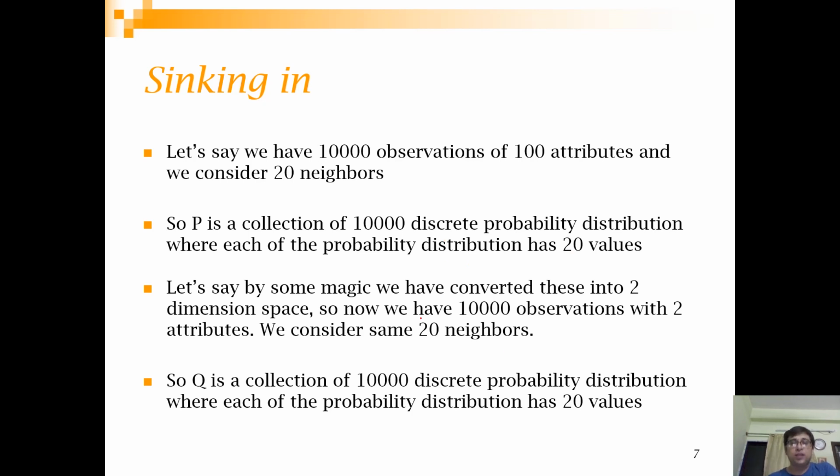These two probability distributions, dimension-wise at least, are of the same nature, right? Both are collections of 10,000 probability distributions, and individual distributions have 20 values each. So can you tell me what should be the relationship between P and Q? Okay, so we can think about similarity between P and Q.